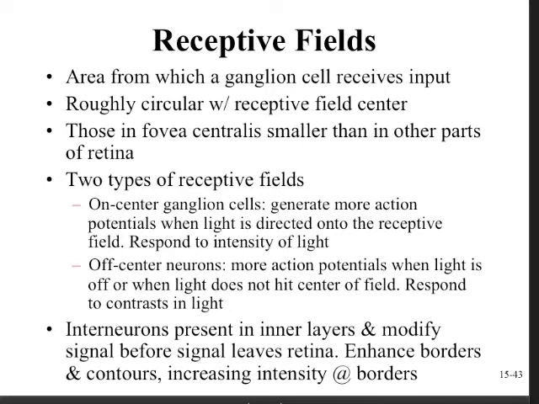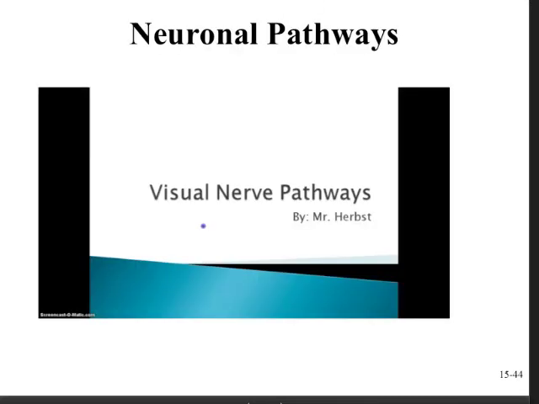Interneurons present in the inner layers are there to modify the signal before it leaves the retina and heads into the optic nerve. They enhance the borders and the contours, and they increase the intensity at the borders as well. Okay, stay tuned here for a little discussion of the neuronal pathways that run from the retina to the brain. Okay, so take a listen.